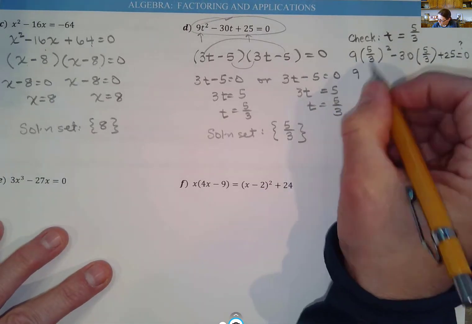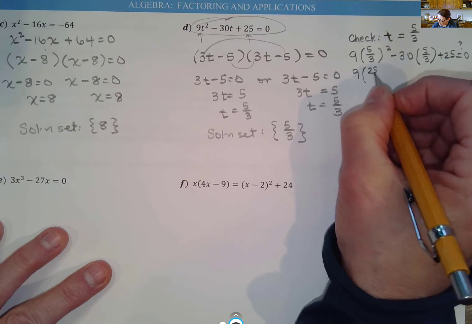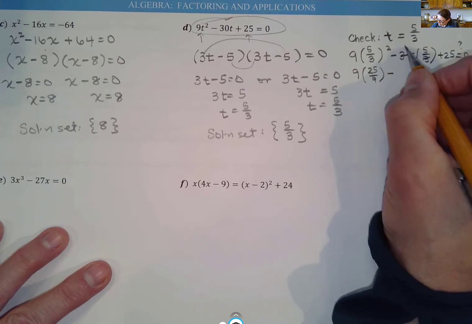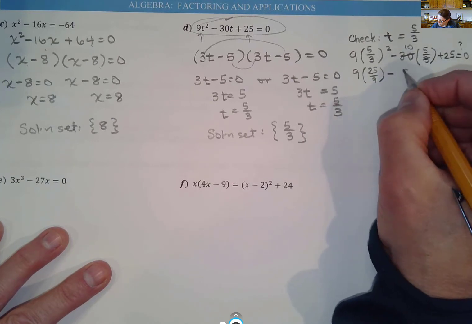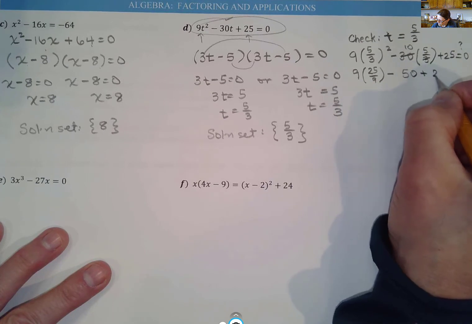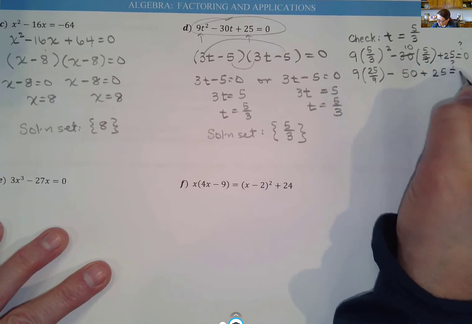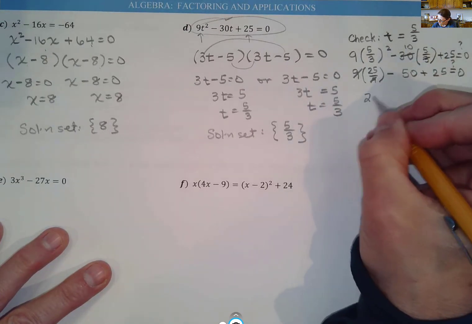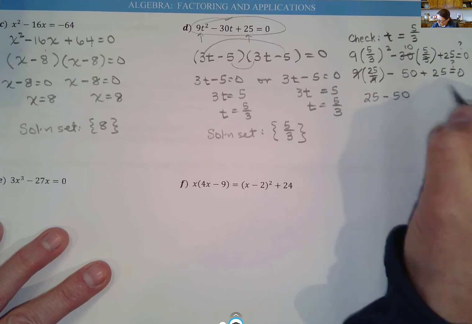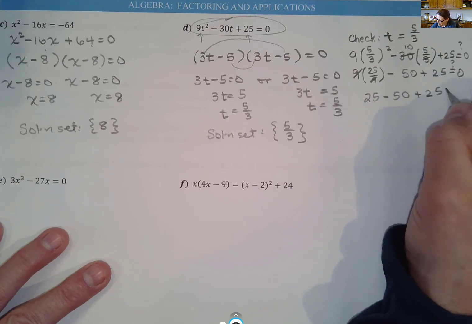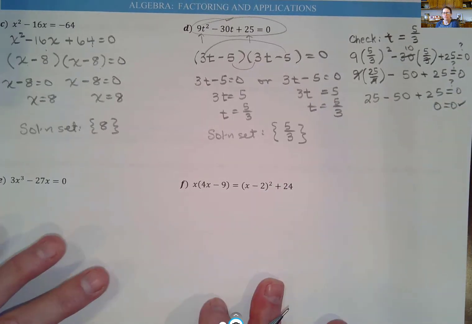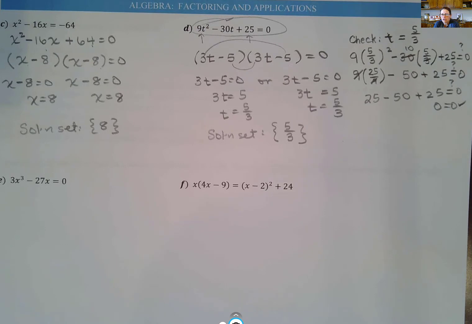Well, 5/3 squared is 25/9. Let's see, 30 divided by 3 is 10, and 10 times 5 is 50. Plus 25, is that indeed equal to 0? In other words, is 25 minus 50 plus 25 equal to 0? Absolutely. 5/3 is said to satisfy this equation, and therefore it is indeed a solution.